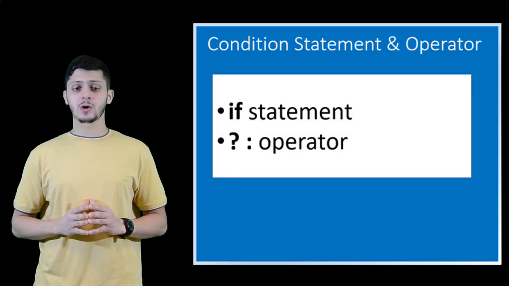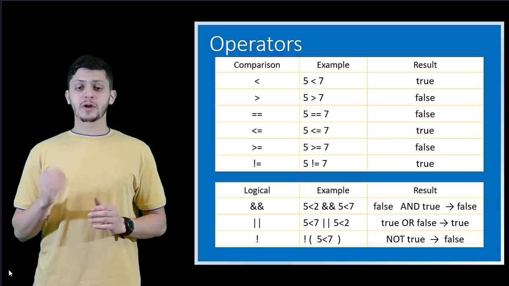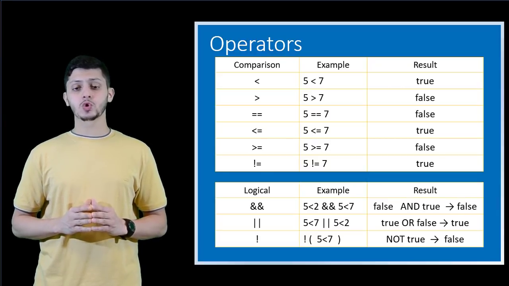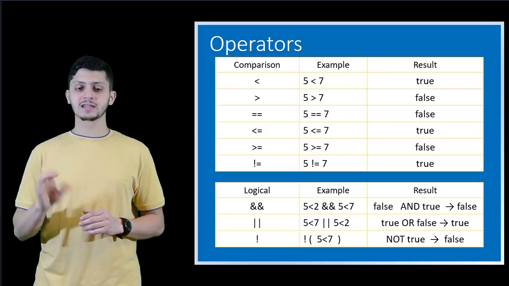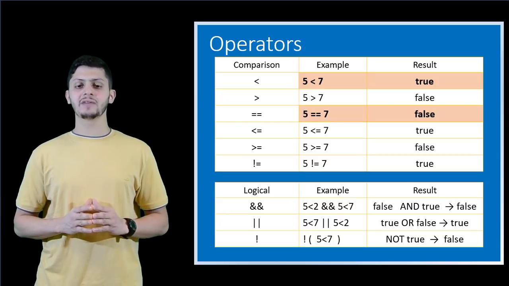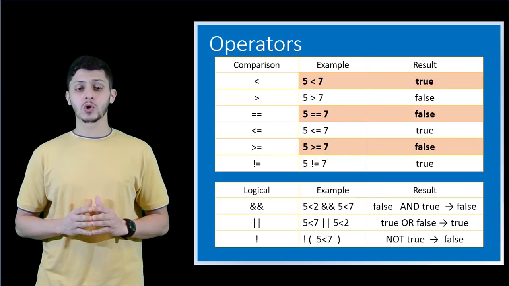Let's start with the comparison and logical operators. Using these operators will always lead to a Boolean value, either true or false. In this example, the statement 5 is less than 7 will result to true. 5 is equal to 7 will result to false, and 5 is greater than or equal 7 will surely result to false.